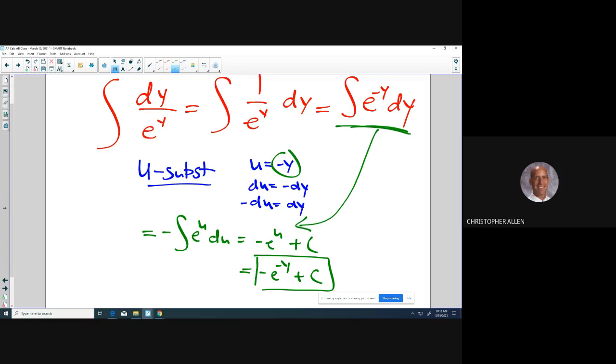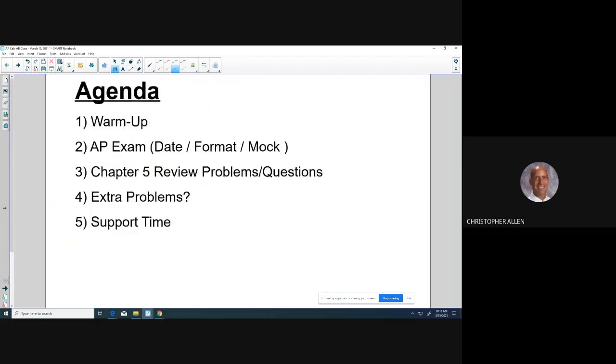Okay, so I'm going to go ahead and go to bullet point number 2, if that's okay with you guys. Bullet point number 2, AP exam. So let's talk about this real quick. Tuesday, May 4th, 8 a.m. And it's at PMHS. There is no virtual option.